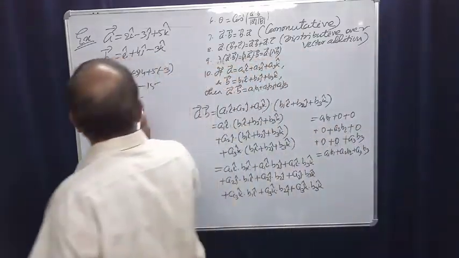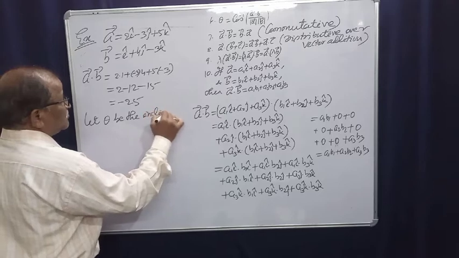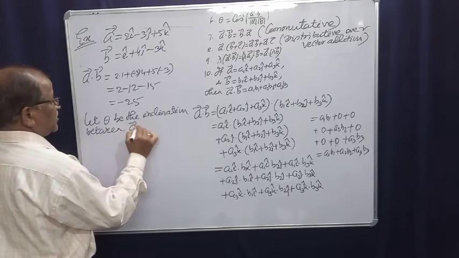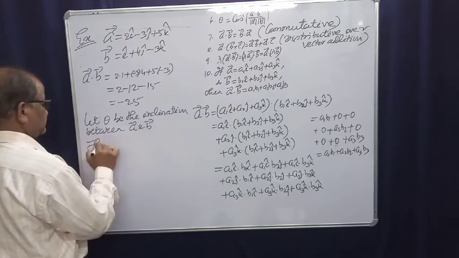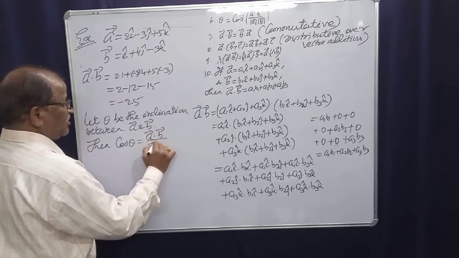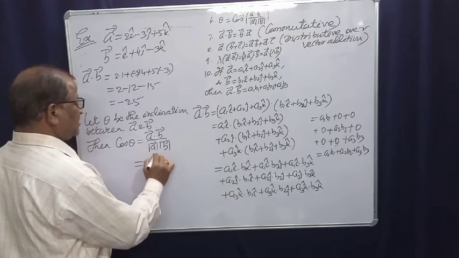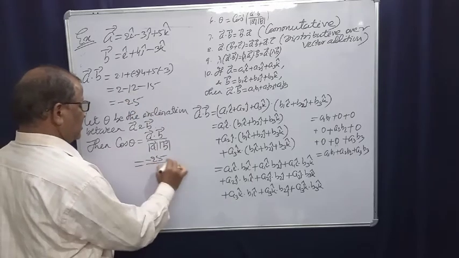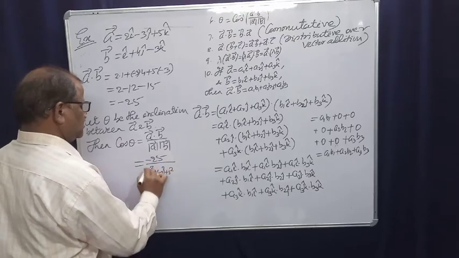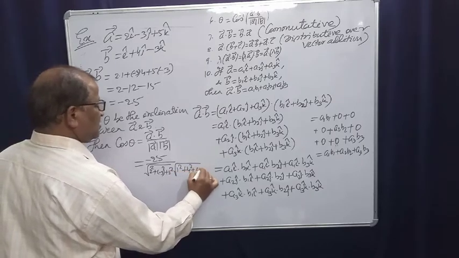Now suppose let theta be the inclination between A and B. Then cos theta is, we have read the formula, A dot B by magnitude of A into magnitude of B. So here A dot B we have already calculated, it is minus 25, by magnitude of A, square root of 2 square plus minus 3 square plus 5 square, into square root of 1 square plus 4 square plus minus 3 square.